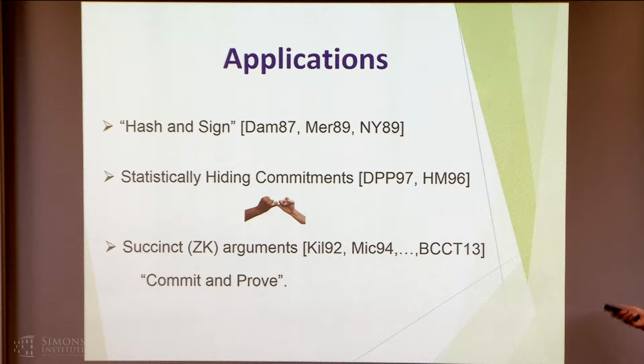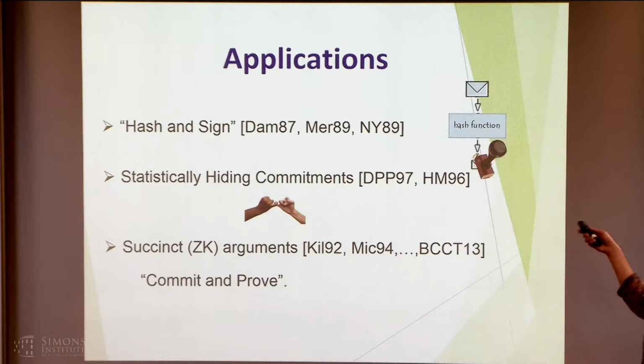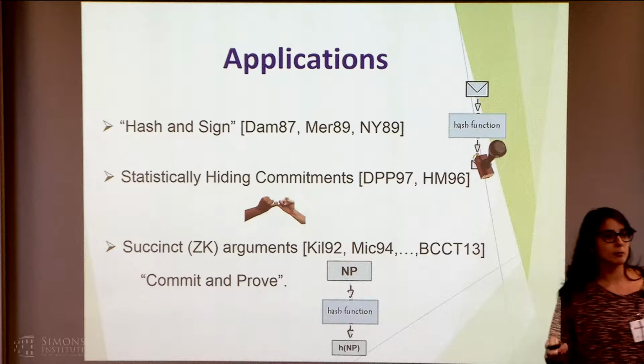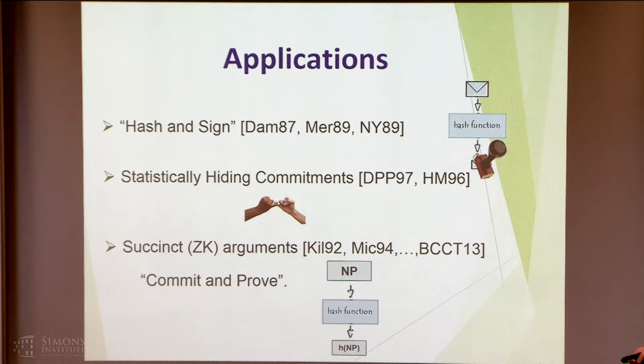Okay, so this function has many applications in cryptography. For example, in signatures. Instead of signing a long message, we can hash it first and then sign the short output. Instead of proving a long NP statement, we can prove a short NP statement by applying collision resistance on the statement beforehand.